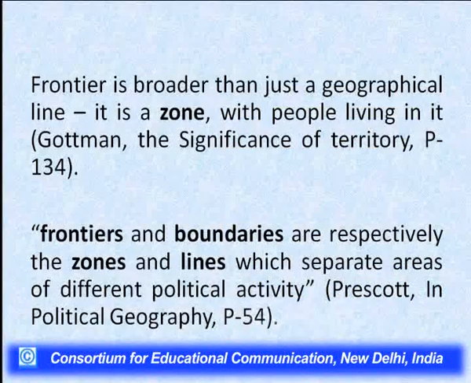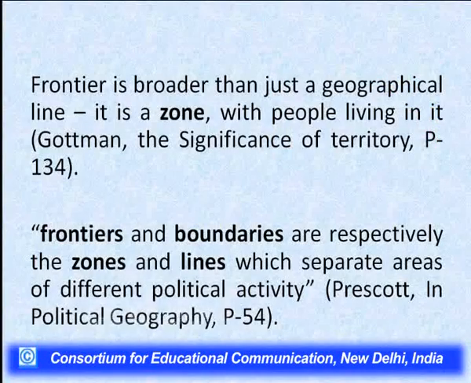So in the last we can see that the frontier is a broader zone. It is not just a geographical line, it is a zone which has length and width, where generally people live. It is areal, and the frontier and the boundary are respectively the zone and the line.